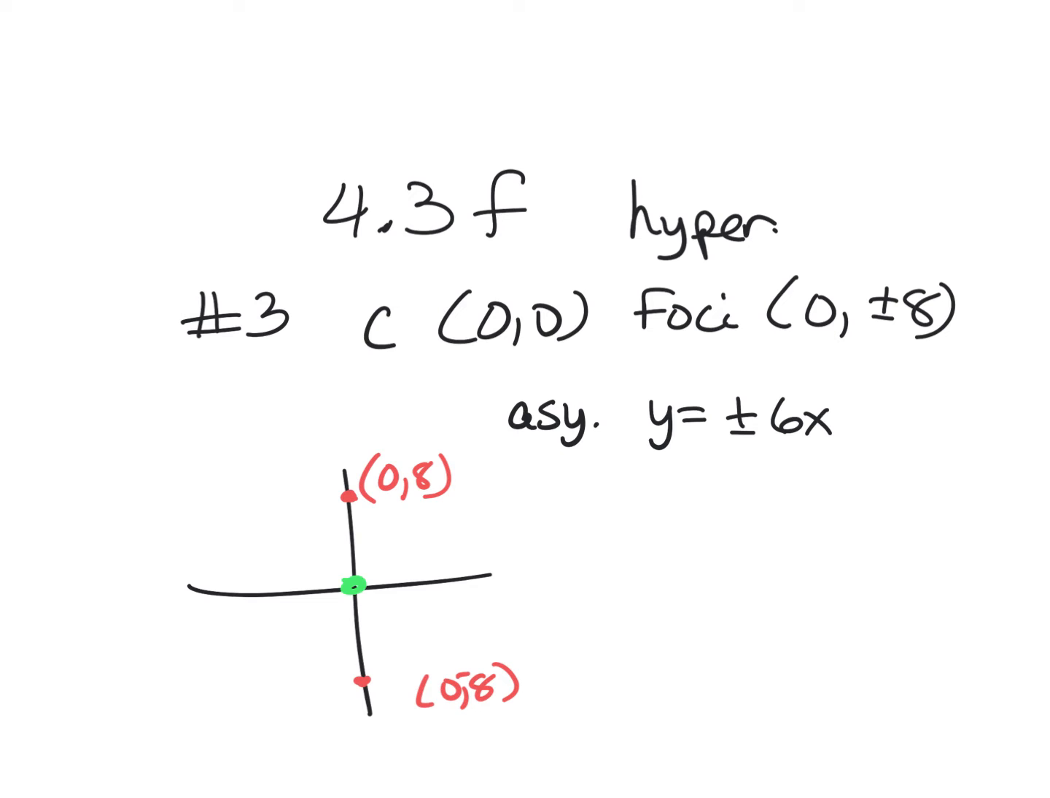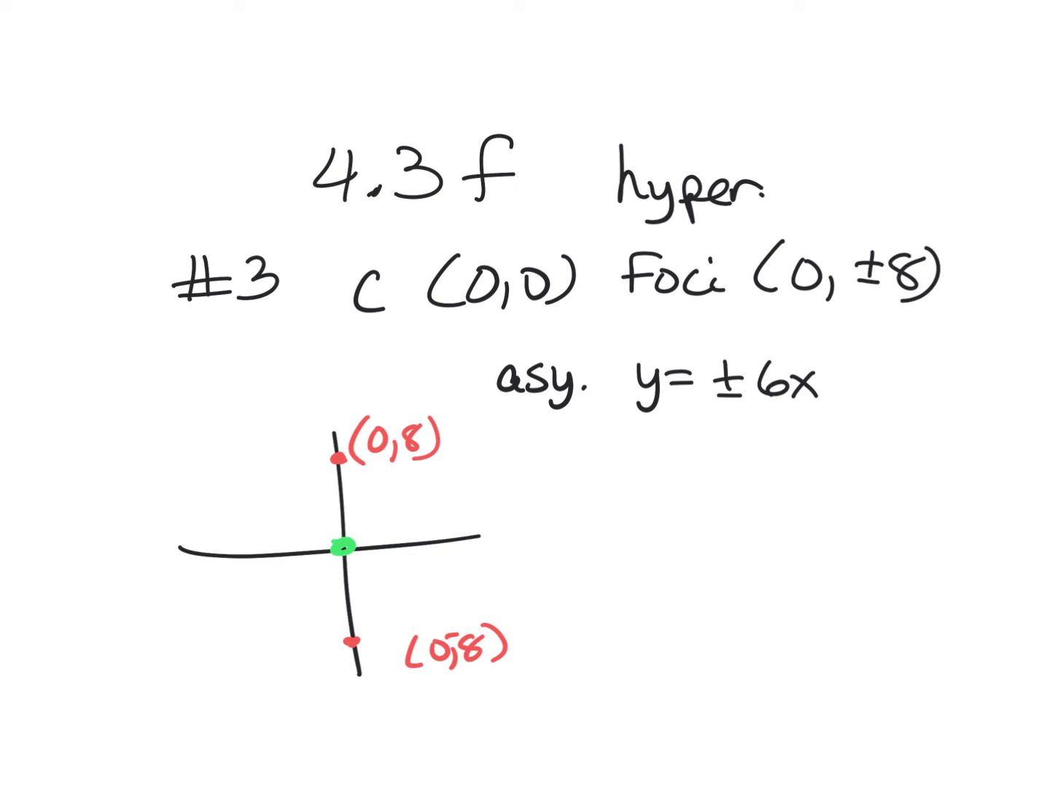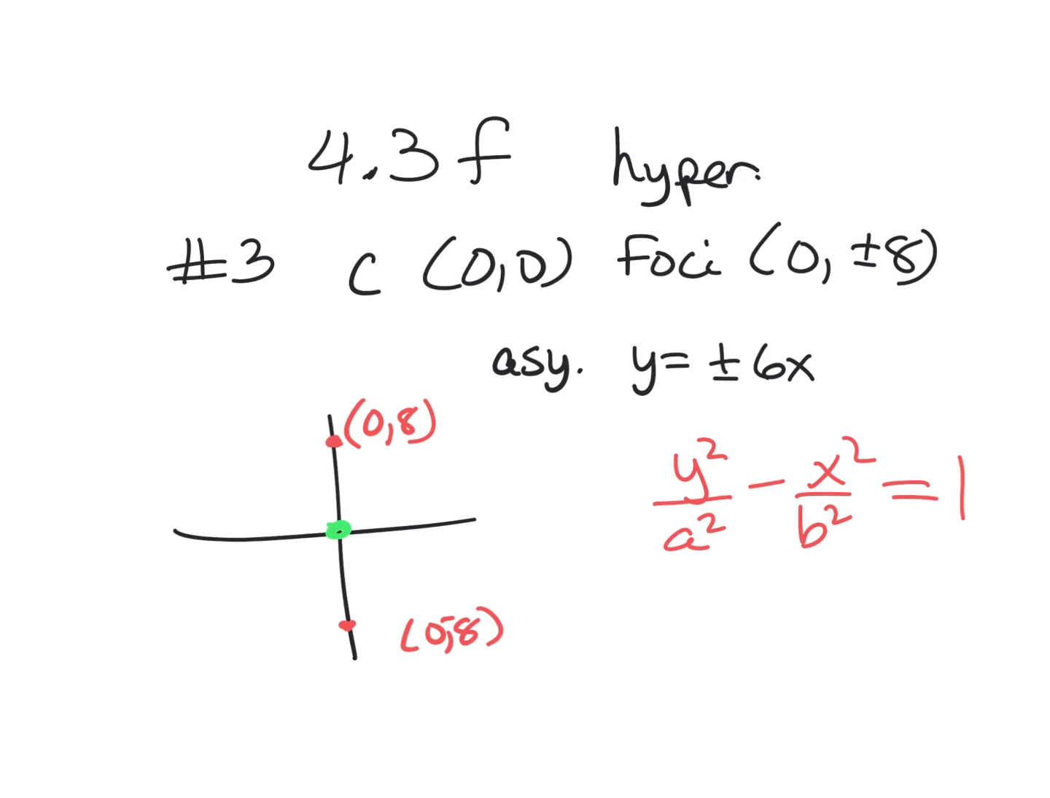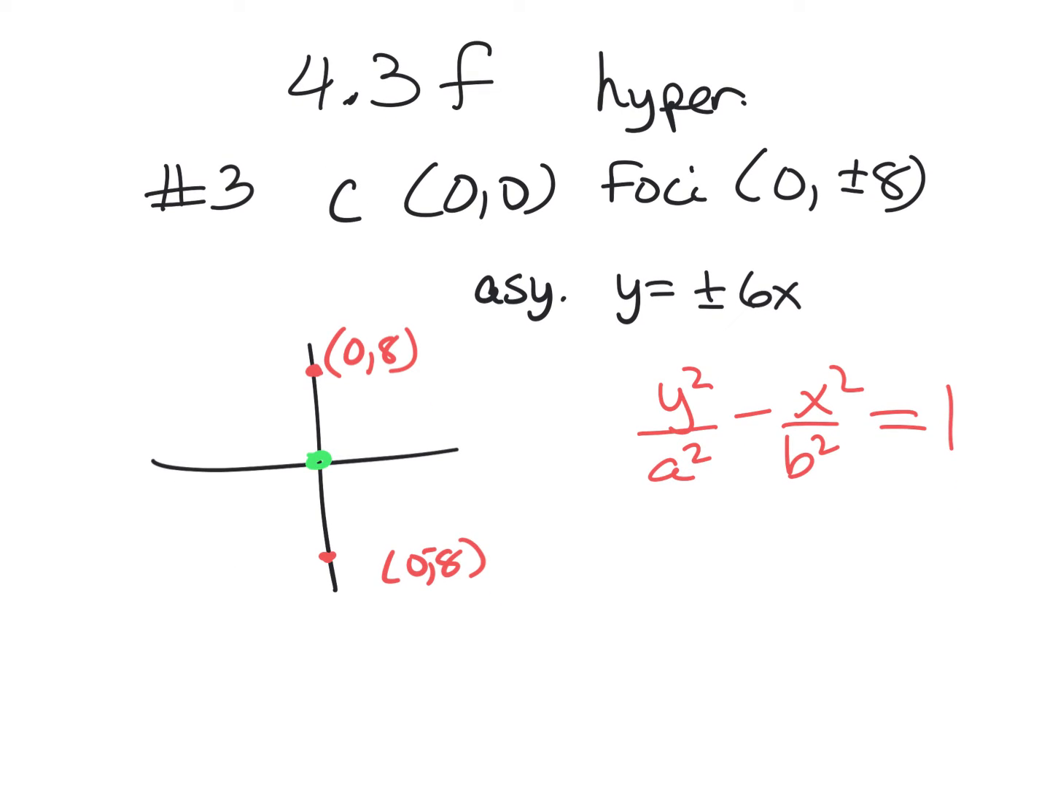So I can see that my graph is vertical. Since my center's at the origin, I'm using y squared over a squared minus x squared over b squared equals 1. I can also see that my c value here is the distance from the center to the foci. So my c is going to be 8.